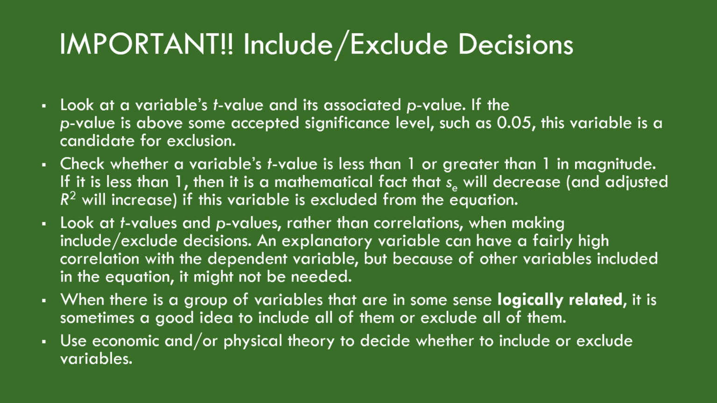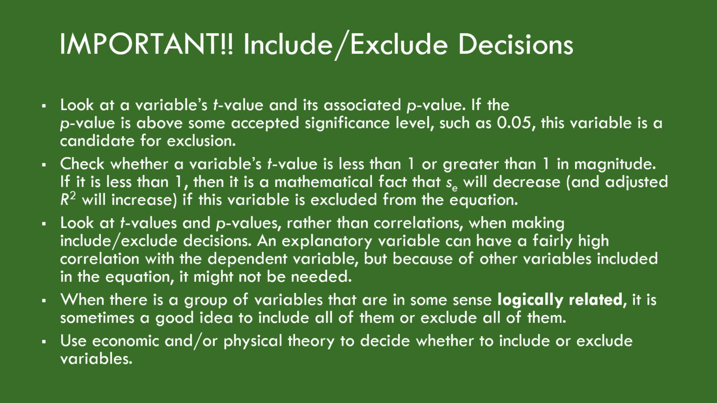We're also going to check whether a variable's t-value is less than 1 or greater than 1. If it's less than 1, then mathematically, we know that the standard error will decrease and adjusted r-squared will increase if this variable is excluded from the equation. Look at your t-values and your p-values rather than correlations when making include or exclude decisions. An explanatory variable can have a really high correlation with the dependent variable, but it could be for other reasons. Again, think back to the spurious or funny correlations I showed you earlier, where you could have a very high correlation that really doesn't explain anything.